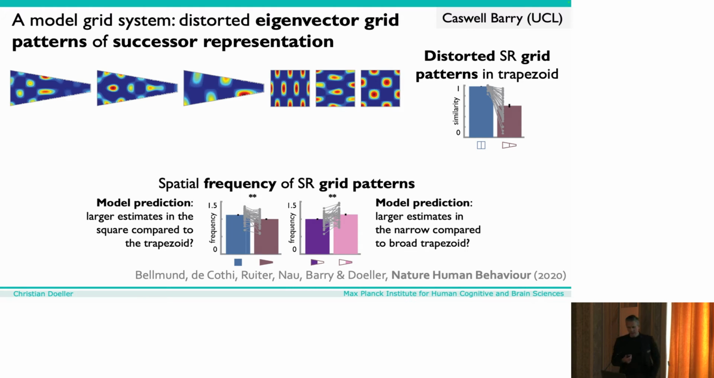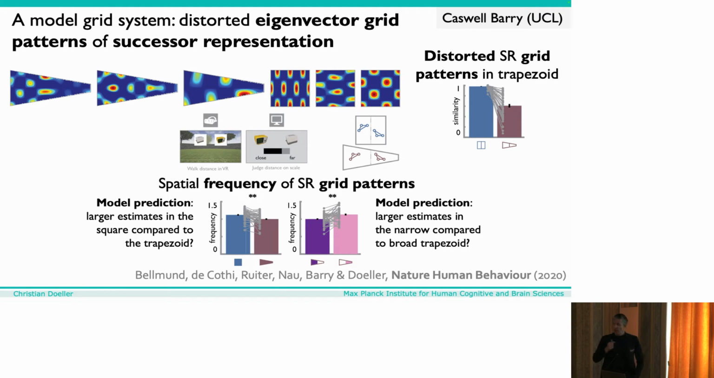And sort of the translation from that finding to human behavior, the prediction would be that based on the systematic difference in the spatial frequency of the modeled grid cell firing pattern, we would predict larger estimates in the square compared to the trapezoid when people have to estimate distances, and larger estimates in the narrow compared to the broad part of the trapezoid. So how did we measure that? We measured it in two ways.